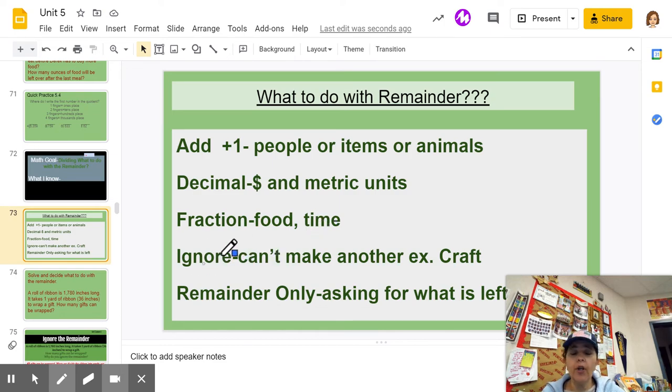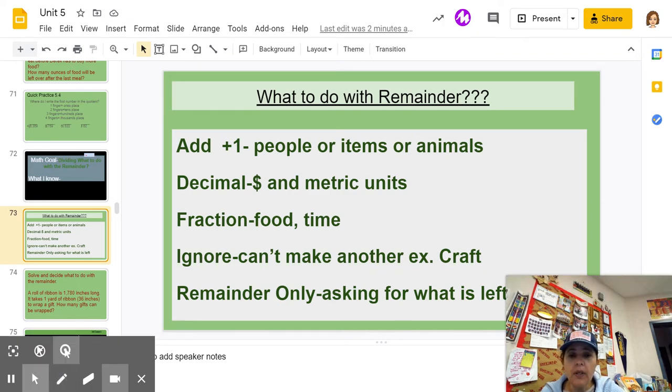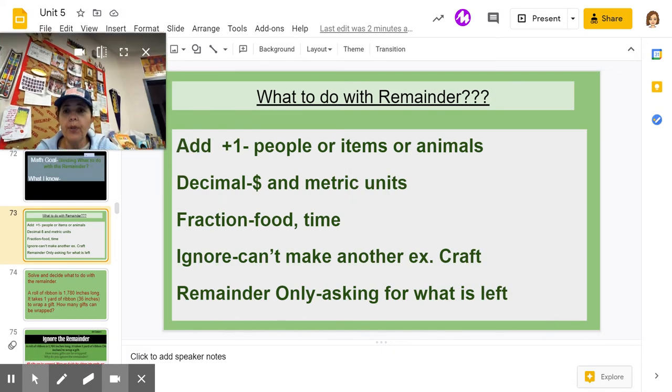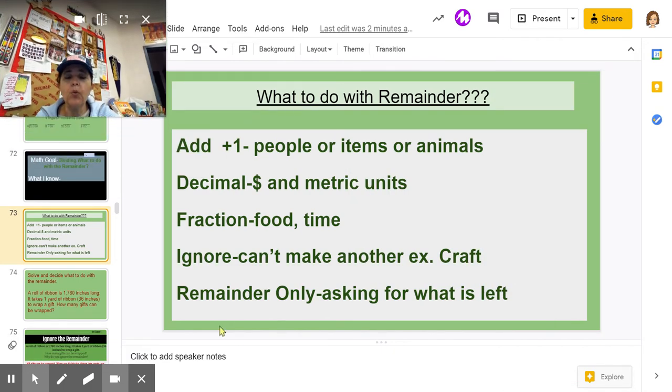Sometimes we just ignore the remainder if we can't make another item. For example, if we're making crafts, you can't make another one, so we just ignore the remainder. Sometimes they're asking us for the remainder, so the answer will be the remainder. Their question is asking us for what's left over. And I'll give you examples of all of these. All right, so let's take a look.